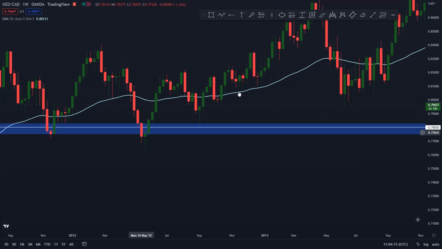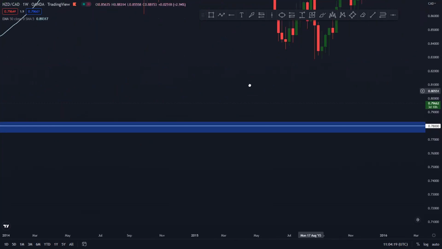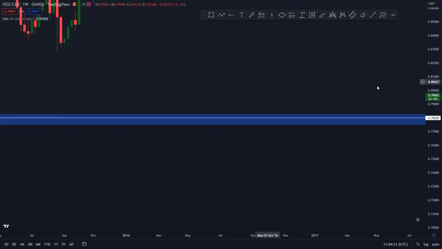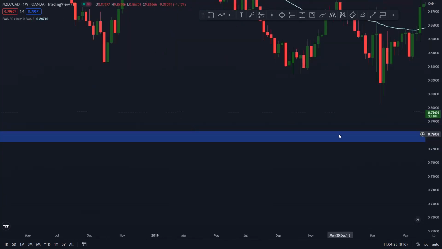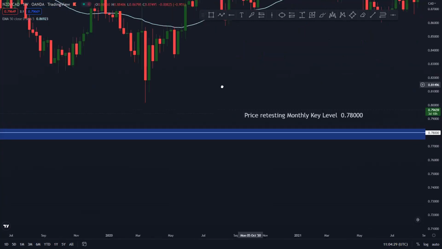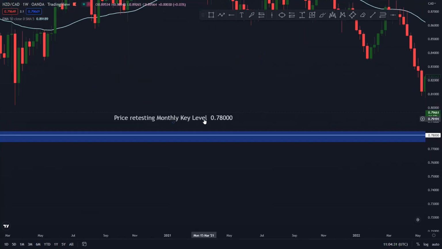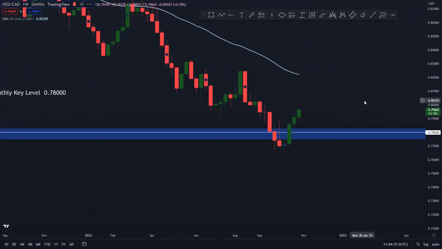Previously when we tested the level, some 10 years ago, and now we're seeing price come into the same level and give us the very exact same candlestick patterns it did previously when it got to the level.